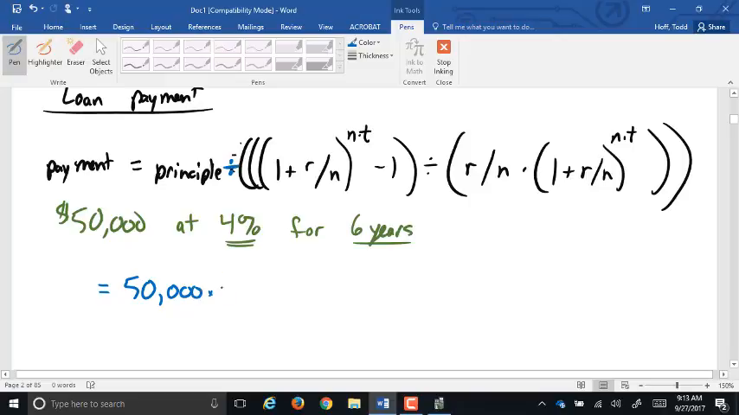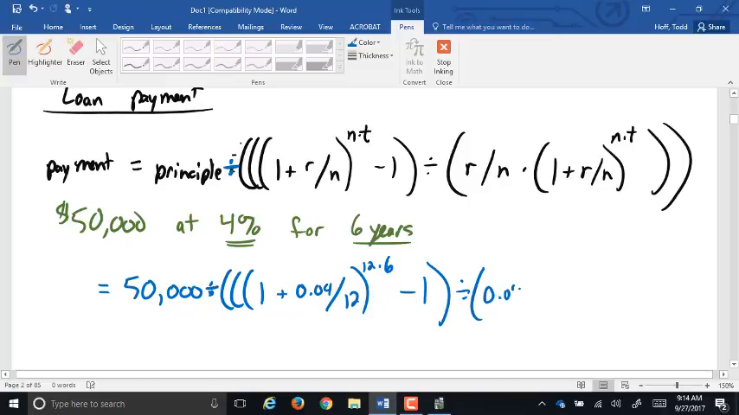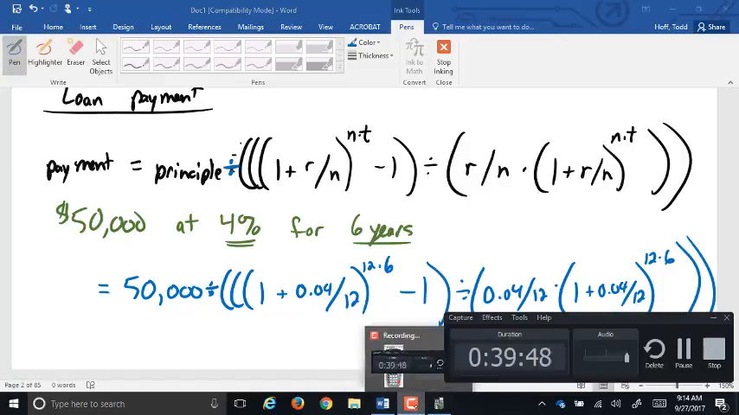This should be divided here, not times, by the way. That makes a big difference. It should be divided. Yep. So we've got 1 plus 4%, which is 0.04. You're making payments monthly, so it's going to be divided by 12. So 12 times 6 to get your periods, minus 1, divided by 0.04 divided by 12 times 1 plus 0.04 divided by 12 to the power of 12 times 6, and close our parentheses. So let's find this payment here.